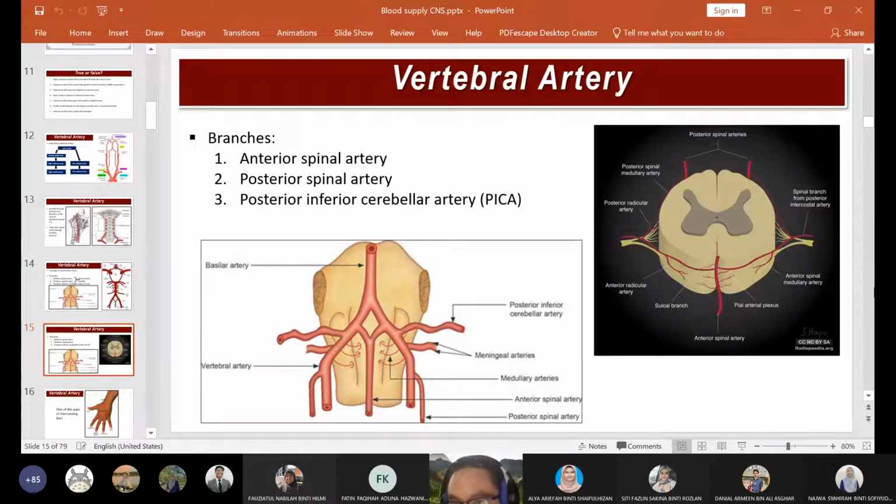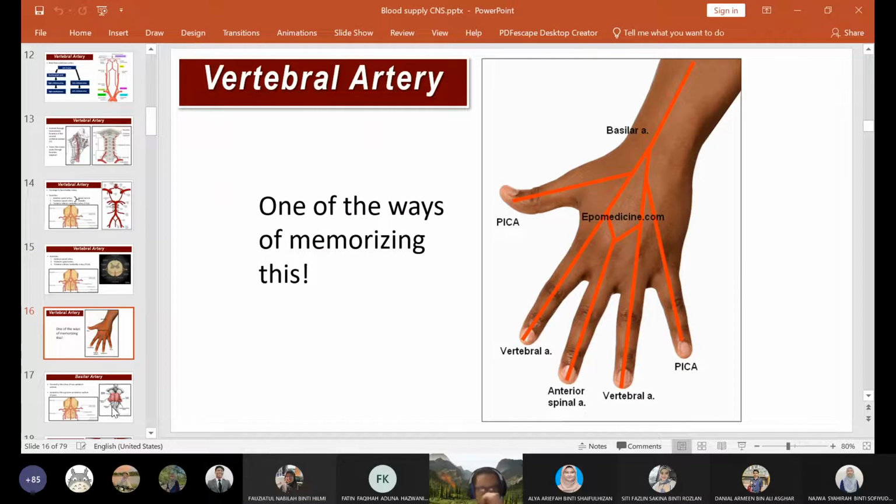So you can see there are two posterior spinal arteries kat belakang and then one anterior spinal artery dekat depan. Okay, see, ni kat belakang lah ni. How do you remember this? Macam ni, one of the ways to remember it, buka tangan. Your first digit and third digit is your vertebral artery.